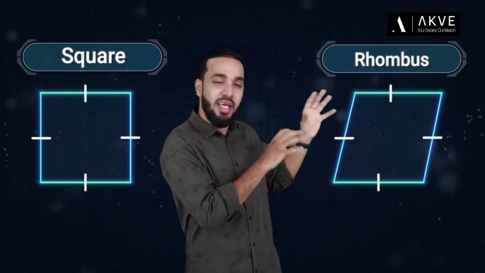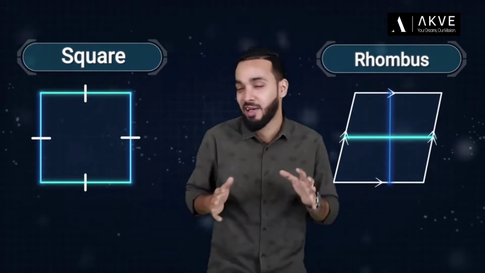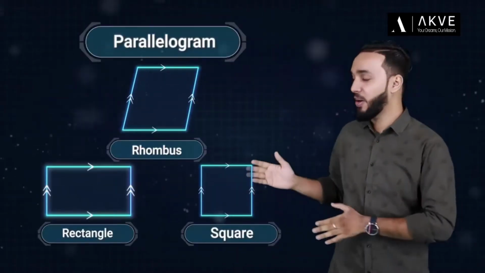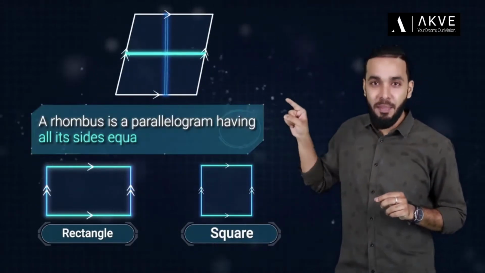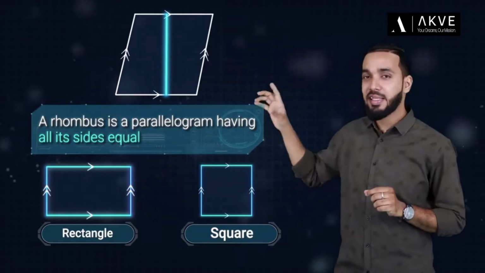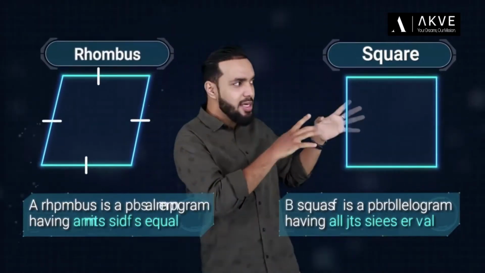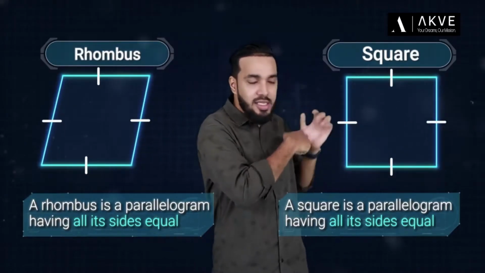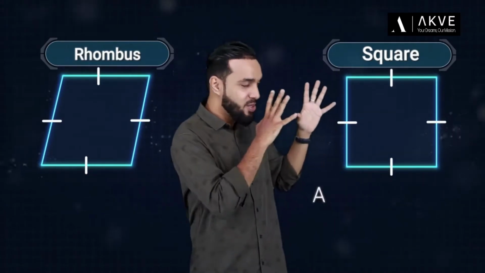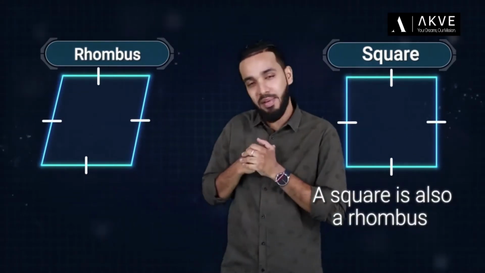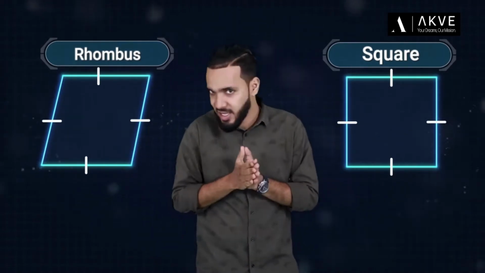Now, it's pretty evident that the opposite sides here are equal and parallel. So, this one's also a parallelogram. So basically, a rhombus is a parallelogram having all its sides equal. But we just studied that a square is also a parallelogram where all the sides are equal. This brings us to the conclusion that a square is also a rhombus. You know the question that follows, right? So let me just ask it.